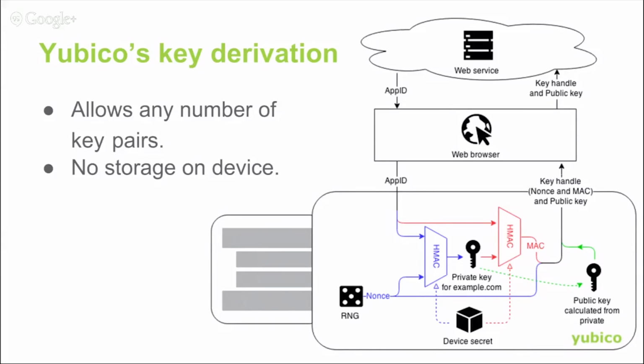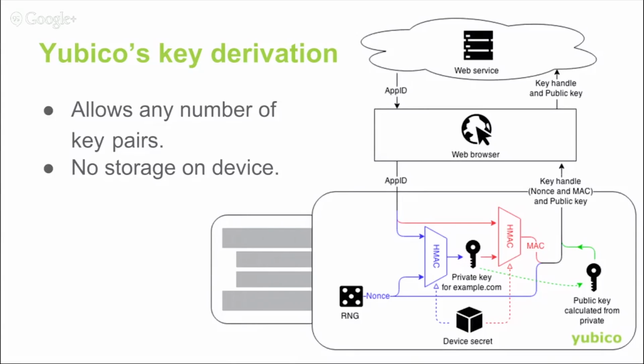Of course, you can't go backwards. So we do this to generate a new private key. We also get this little MAC code that's used for verification. And when we send back the key handle and the public key, we build the key handle as the nonce, which is the random number we got, and we concatenate the MAC, which is this hash that we use for verification, and that is our key handle.